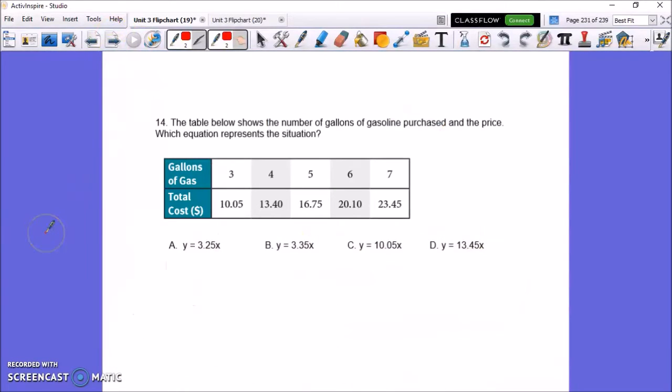All right, number 14. The table below shows the number of gallons of gasoline purchased and the price. Which equation represents the situation? So we can take any of these and we need to find the unit rate. We know 3 gallons of gas costs $10.05. We want to know how much 1 gallon of gas costs, and we don't know that. So our gallons are on top, and we're going to cross multiply.